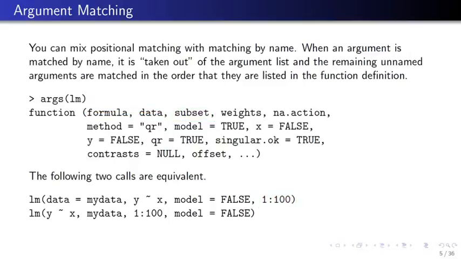A common usage for lm, though, is the second version here, which says lm y tilde x. So there's a formula there, and then the next one is my data, which is the data set that you're going to grab the data from. The first 3 arguments are commonly specified every time you call lm. But then the rest you may or may not specify, and if you just want to specify one of the following arguments, it's easier just to call it out by name.